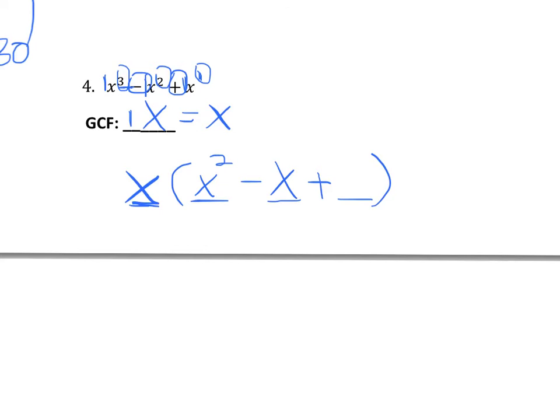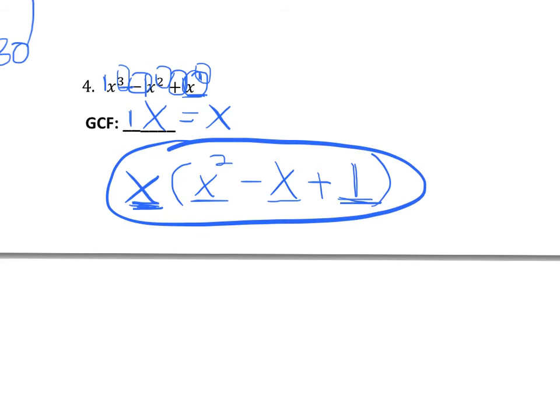And now this is where a lot of students get confused. This last term is this x. So if you already pulled out an x, this is going to be 1. Because x times this 1 gives us this x. And this is our answer right there. Okay, let's do maybe one problem on the next page.